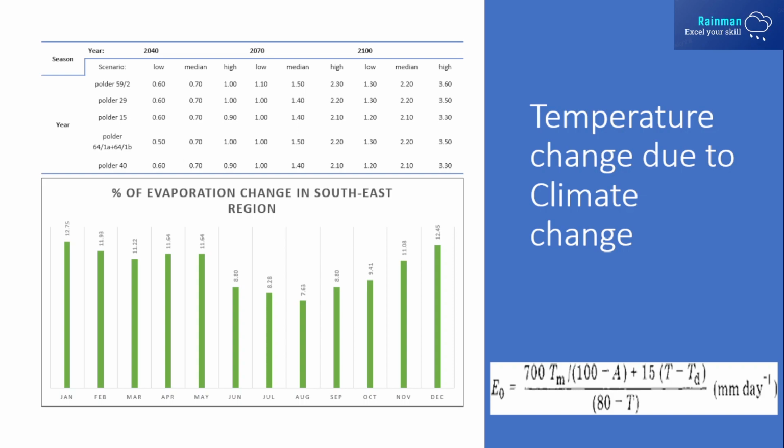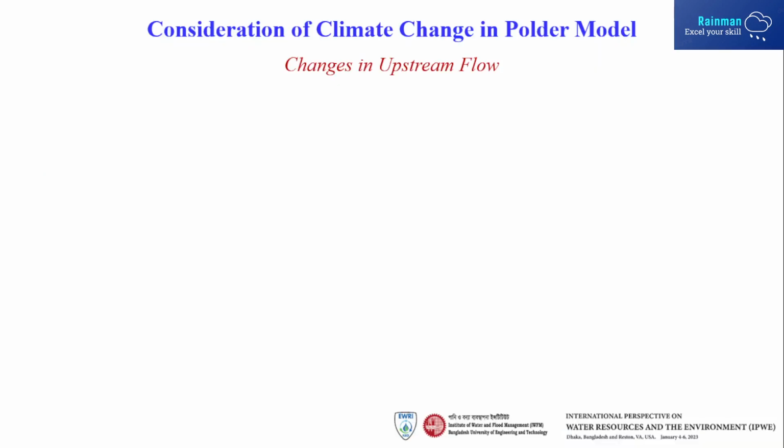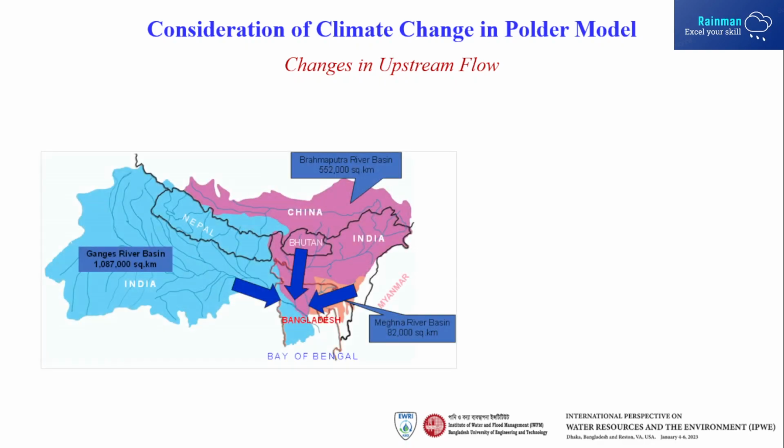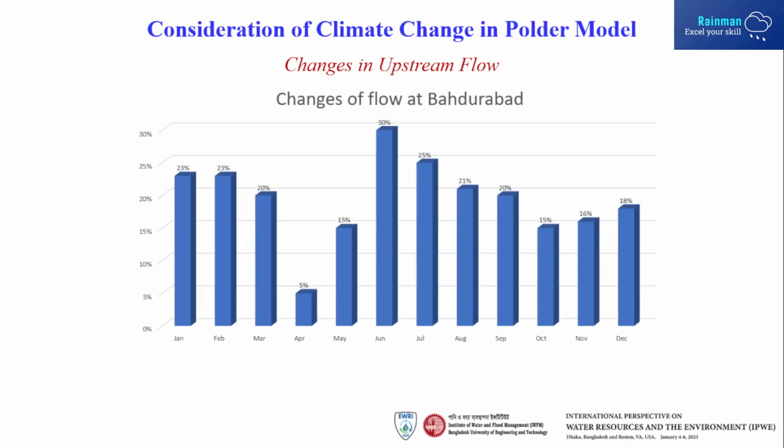If we get the temperature change by the Penman equation, we can easily change the evaporation data, and by simulating the basin model, we can estimate the changes in upstream flow. The changes in the boundary path are like this for 2050.